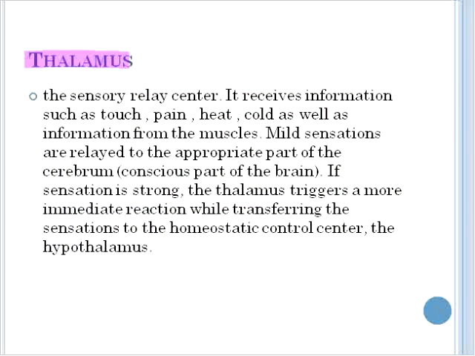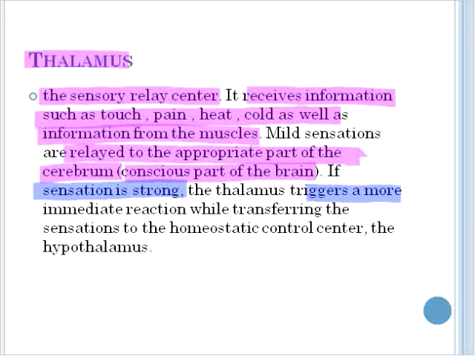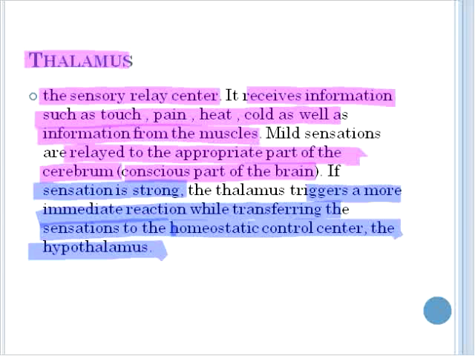The thalamus is a sensory relay center. It receives information such as touch, pain, heat, cold, as well as information from the muscles. Mild sensations get relayed to the appropriate part of the cerebrum. That's the conscious part of the brain. Granted, if the sensation is strong, the thalamus will trigger a more immediate reaction while transferring the sensation to the homeostatic control center, that being the hypothalamus.